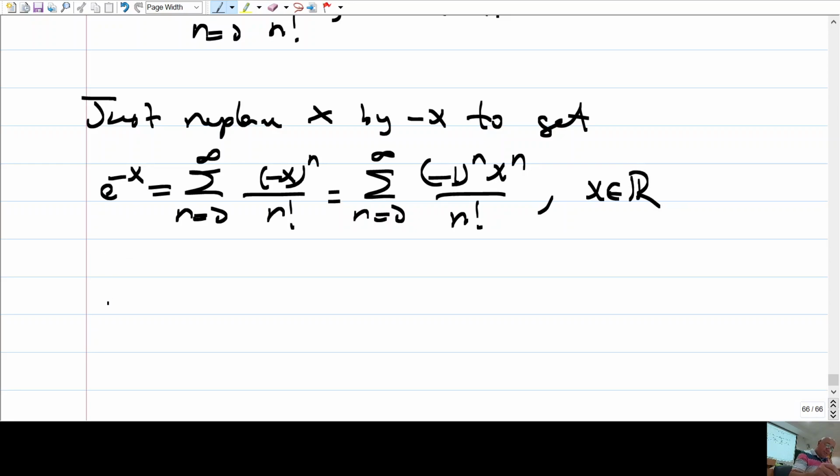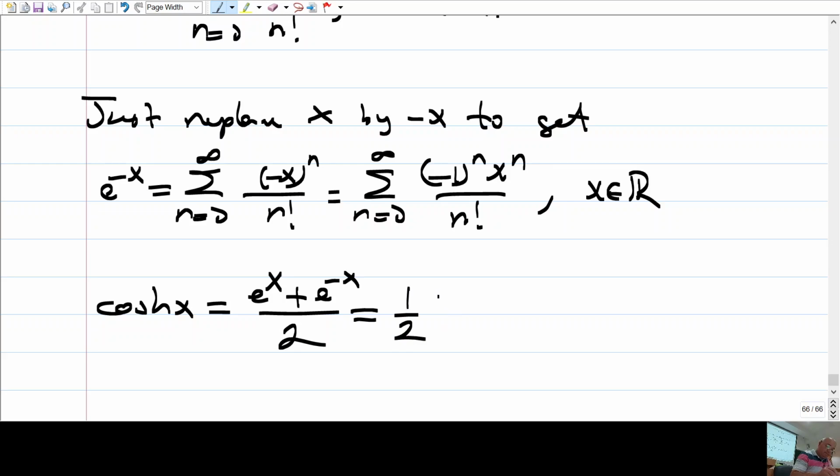And using this, I can write cosine hyperbolic x. It is this gadget, right? Right. The definition of cosine hyperbolic is this. So this is 1 over 2 times e to the power x, which is the sum of x to the power n divided by n factorial, plus e to the power minus x, which is just this.